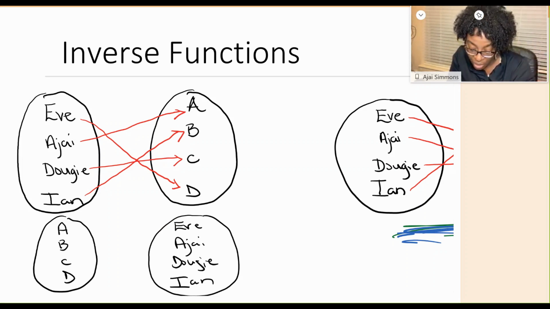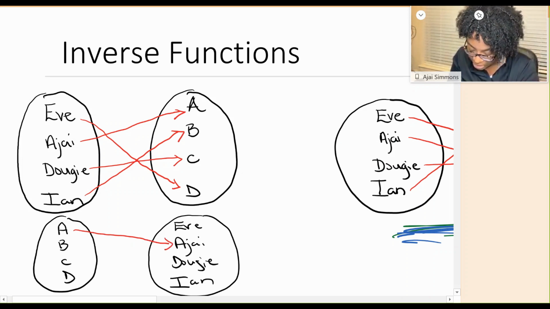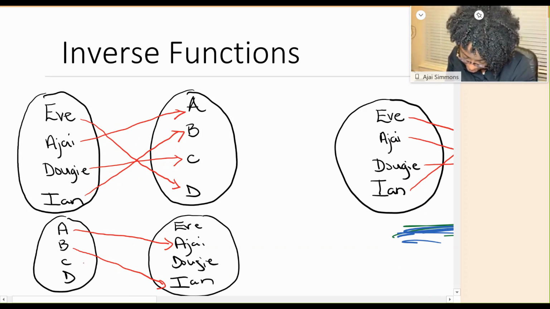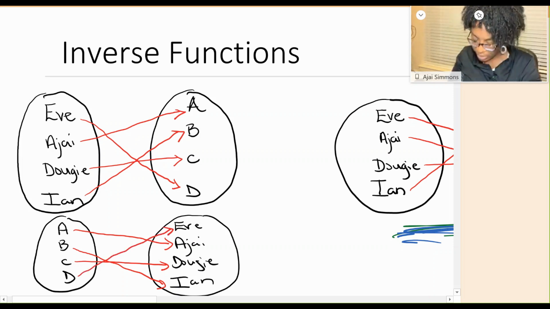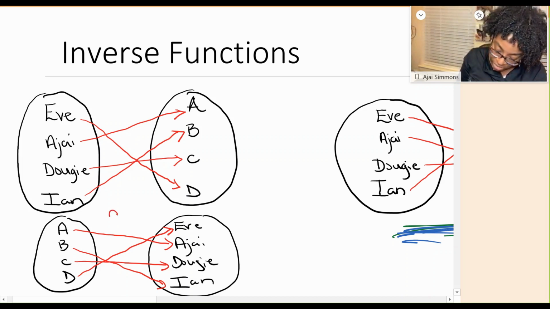So I got to think, okay, who had an A? Asia had an A. So in my inverse, A is going to be mapped to Asia. Who had a B? Ian, sorry. So B is going to be mapped to Ian. Who had a C? Dougie. And then who had a grade of a D? Eve. So this right here is considered to be an inverse.